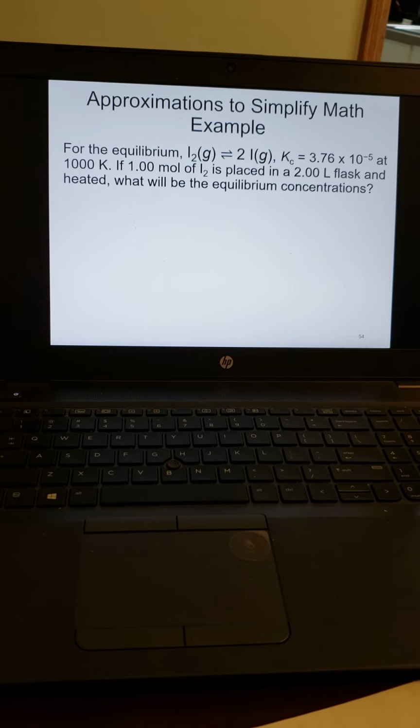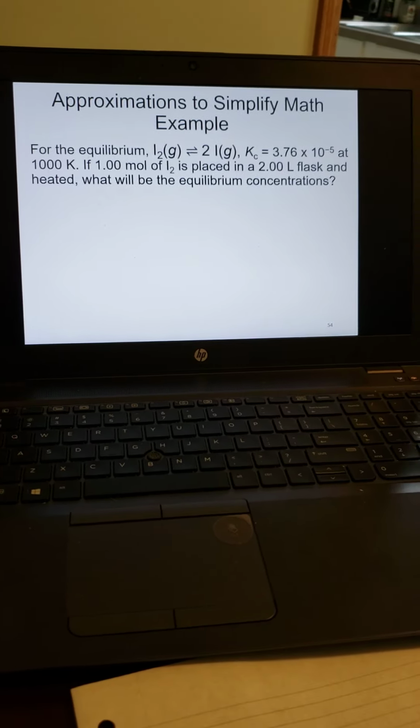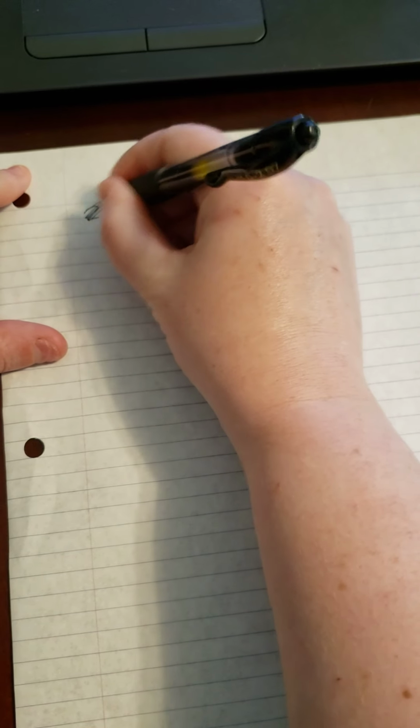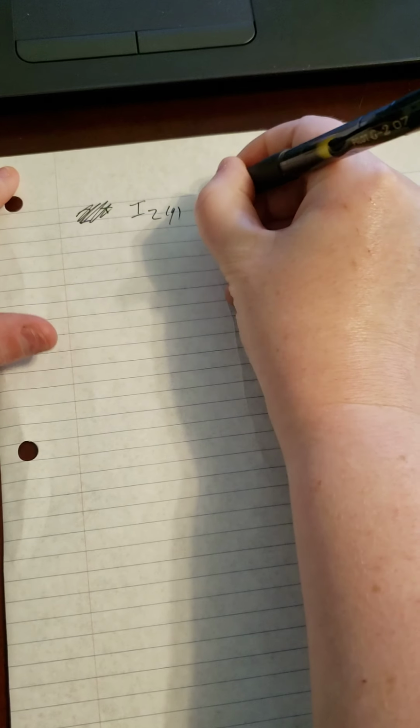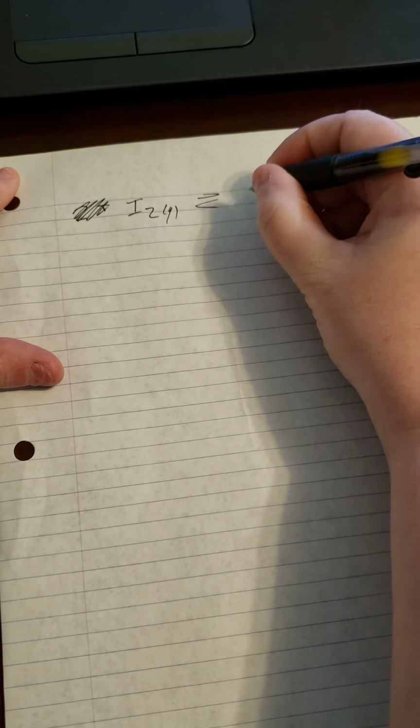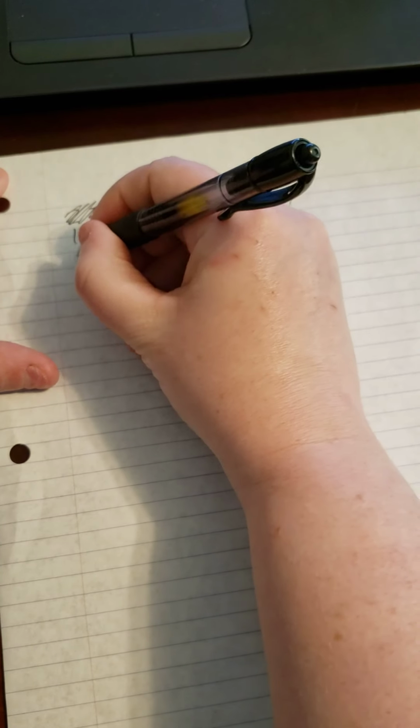All right, so now we're going to go to the handy-dandy piece of paper here, and we're going to work this sucker out. All right, so first things first, we need to write down the equation. So we have I2 goes to make 2I. Okay? ICE.